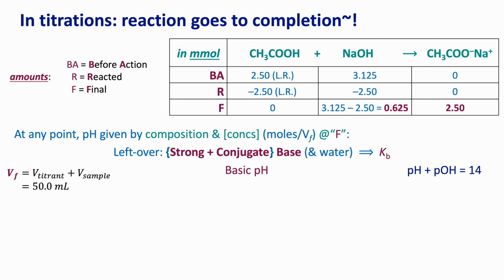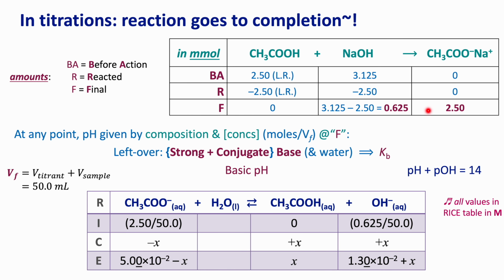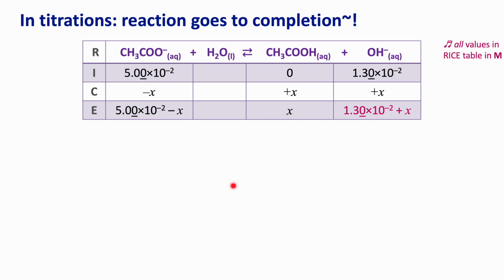So let's do it. We readjust the volume. Final volume is 50 milliliters. Then we can calculate the concentrations using the amounts from my BARF table and this recalculated volume for each one of the species that are important in this case, which are going to be my hydroxide ions and also the weak base. Now, with this one, changes for my reactants is minus X, for my products is plus X. At equilibrium, initial concentration minus X. For the conjugate acid, it is going to be X, but for my hydroxide ion, it's going to be initial concentration plus X.